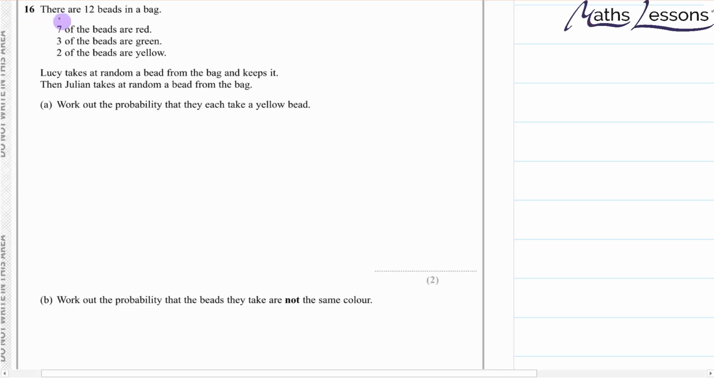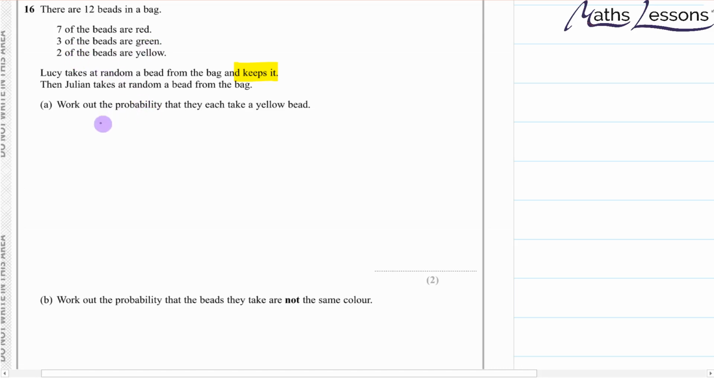Okay, so we're doing a probability question now. There are 12 beads in a bag. 7 are red, 3 are green, 2 are yellow. Lucy takes at random a bead from the bag and keeps it. Now this is the key information. She keeps it, so the number of beads reduces. Then Julian takes a random bead from the bag. Work out the probability they each take a yellow bead.